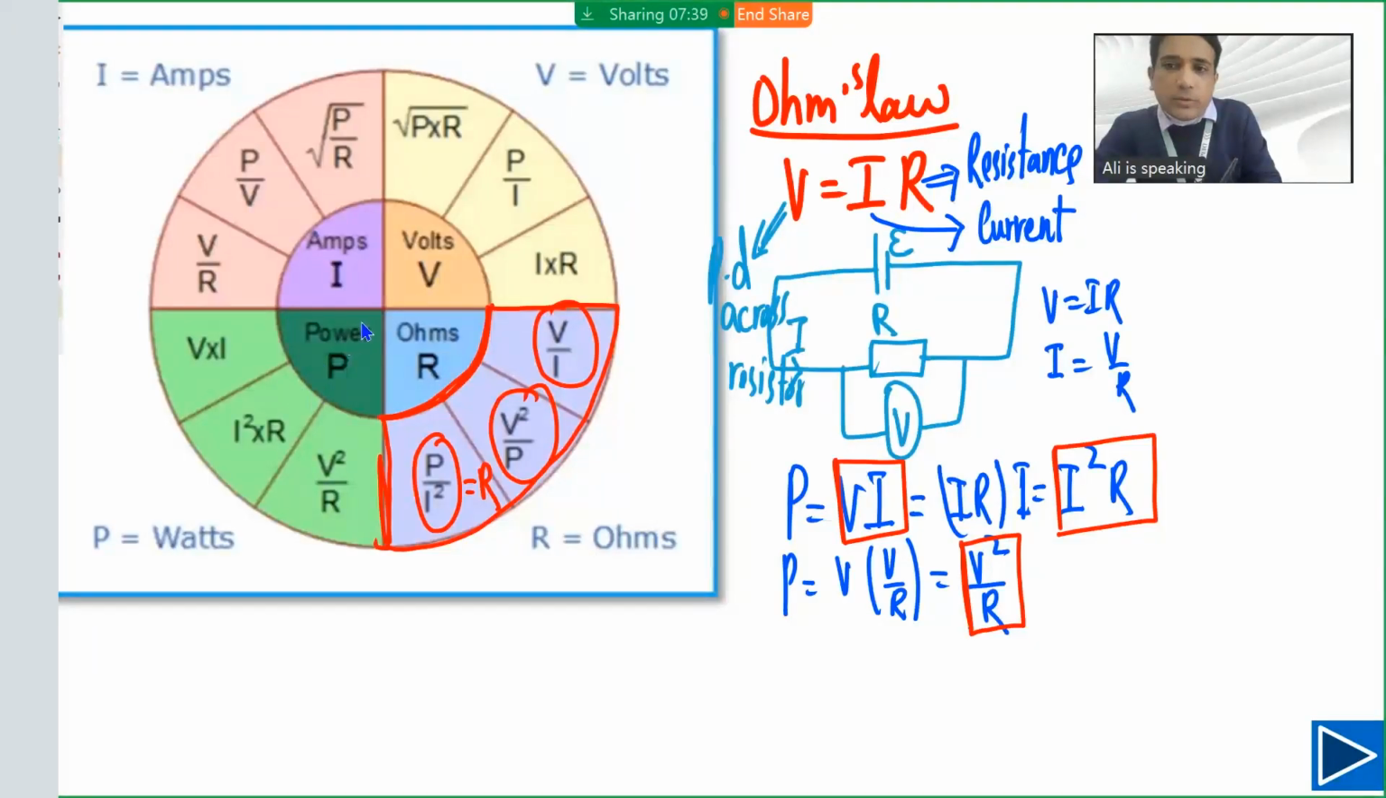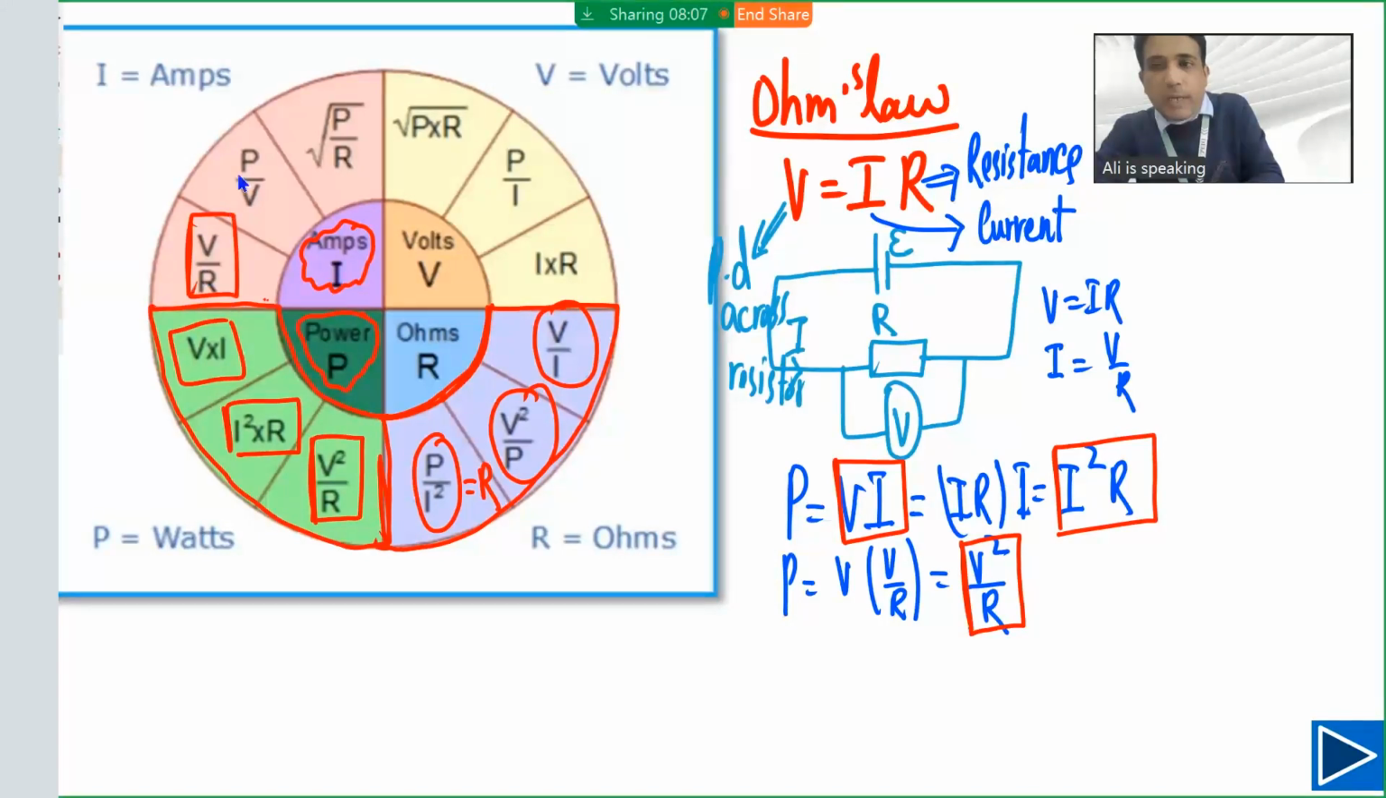The second thing you need to understand: if you need to find power, you can use this formula here, or this one, or this one. Any formula you can use depending on what is given to you in the question. For power you have three different formulas. If you need to calculate the value of current, we can use these three formulae. You can use V by R, you can use P by V, or you can use P divided by R. You can use any formula and find the value of current.